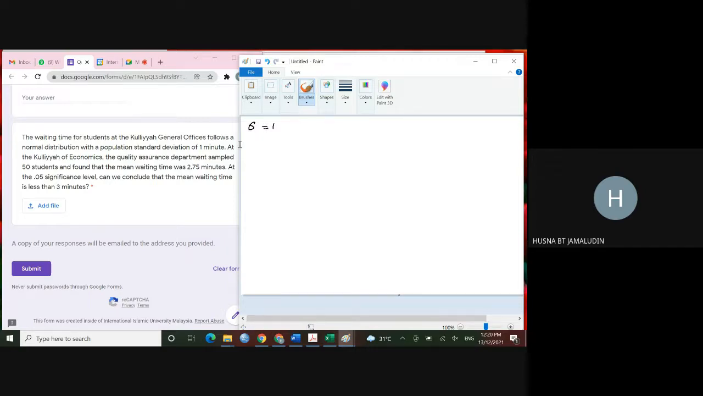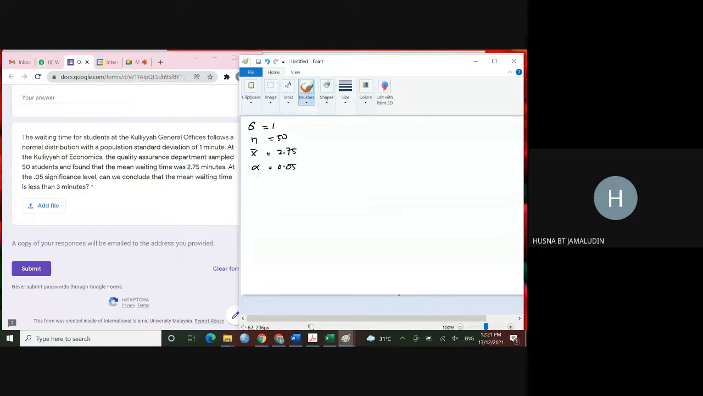The quality assurance department sampled 50 students. What is this 50? This is your N. And found that the mean waiting time. What is this mean, mu or X bar? X bar, madam. Yes, it is X bar, because it's already mentioned that the quality assurance department sampled. So everything after that will be sample mean, sample standard deviation, everything is sample. So sample 50, which is N, and the sample mean X bar is 2.75 at 0.05. This is your alpha, 0.05.